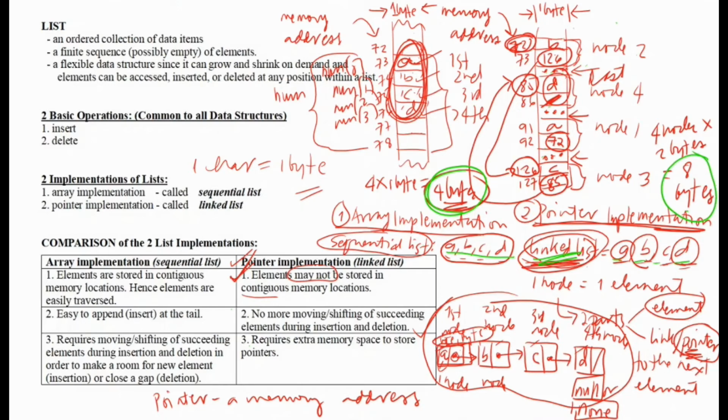So for the pointer implementation or linked list, the RAM allocation is doubled. This is 8 bytes, while this one here is just 4 bytes. 4 bytes against 8 bytes. So the RAM allocation for linked list is doubled. That's why in number 3, it says it requires extra memory space to store pointers. Okay, so it requires extra space to store the pointers.